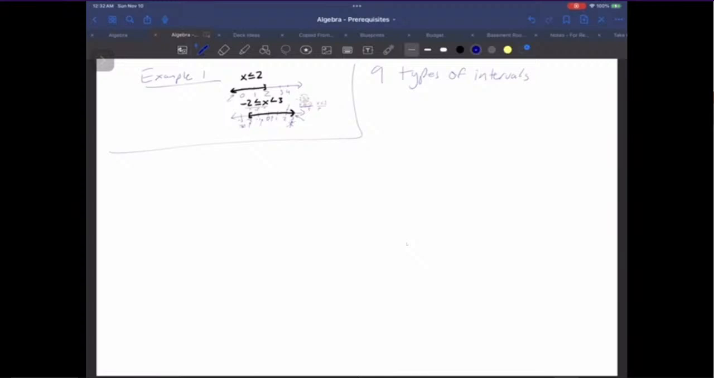I'm not teaching it exactly as necessarily they would, but we can have ideas from their books. Okay, so the 9 types of intervals are as follows.